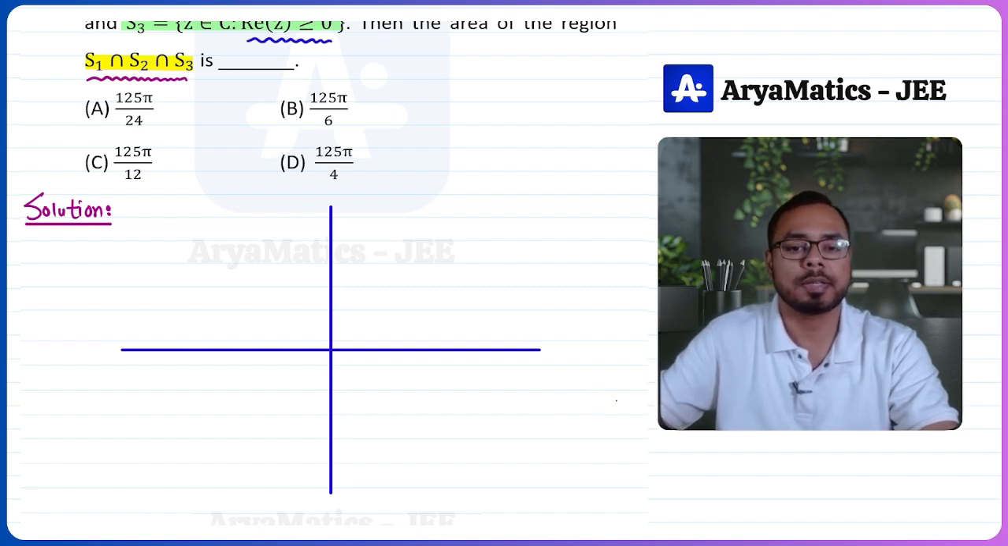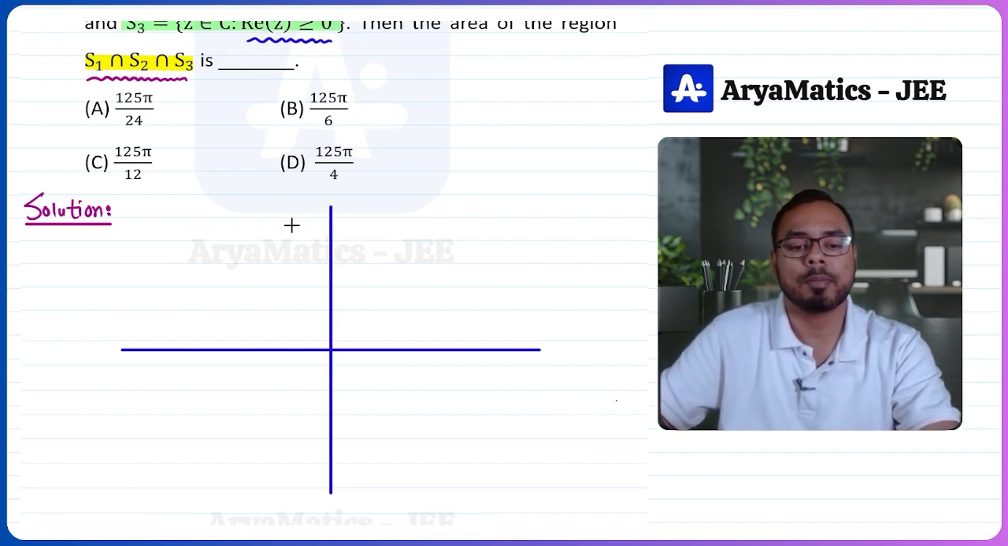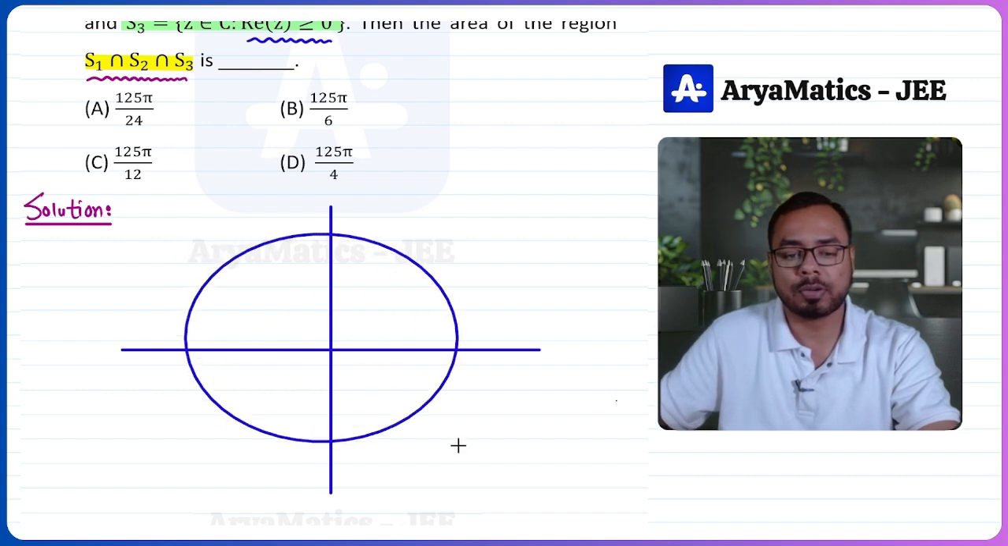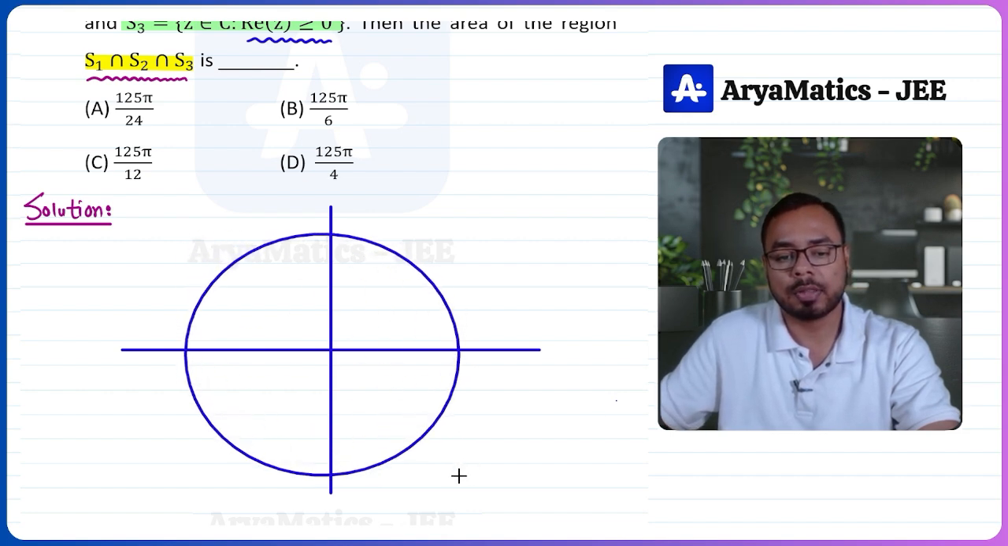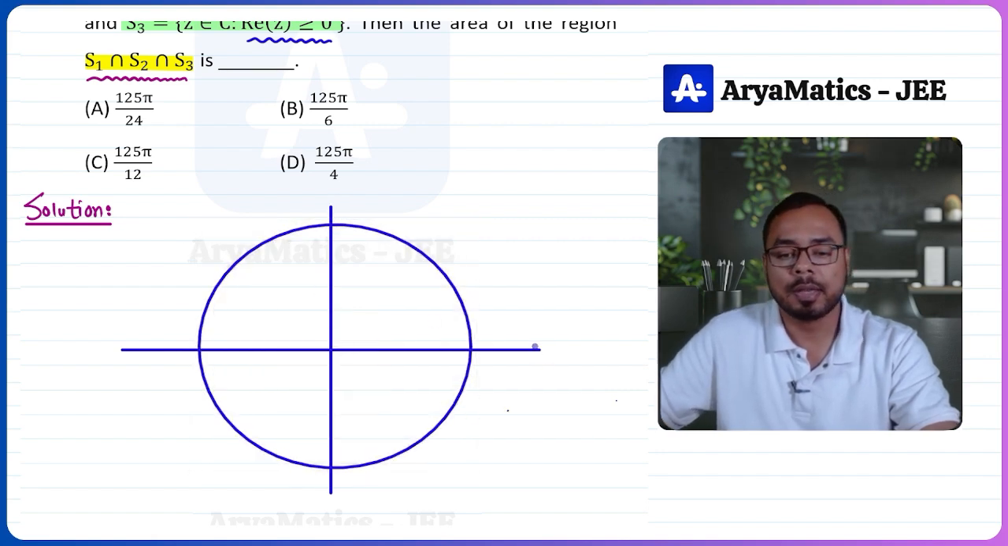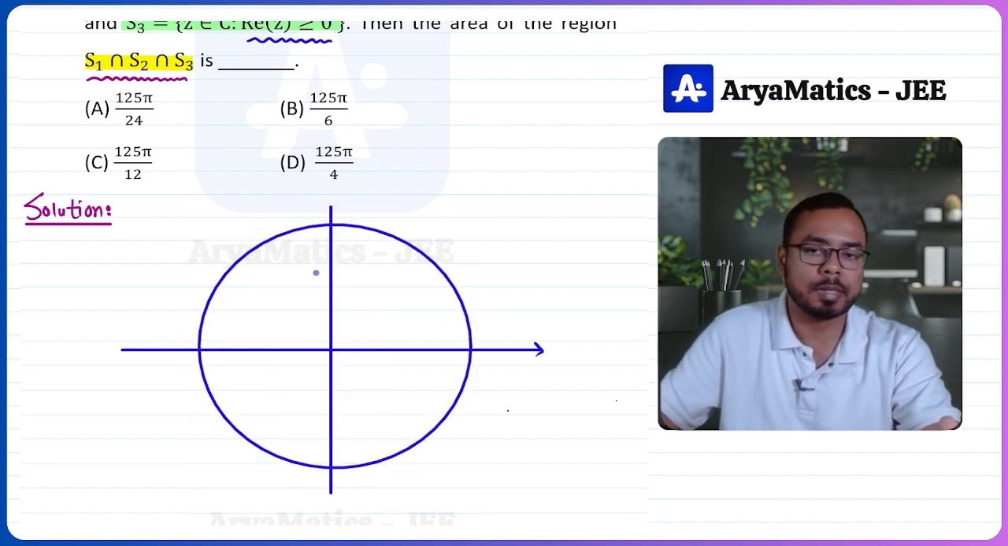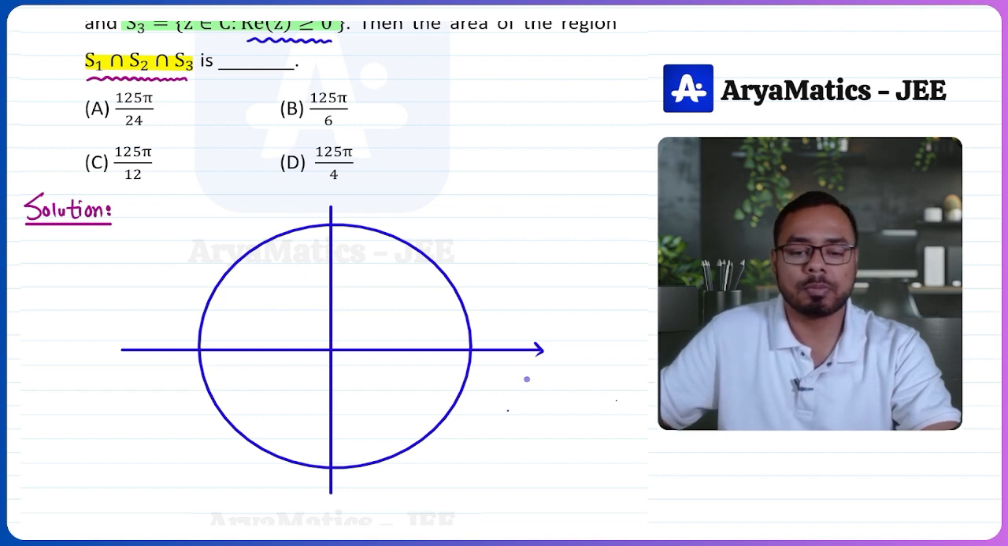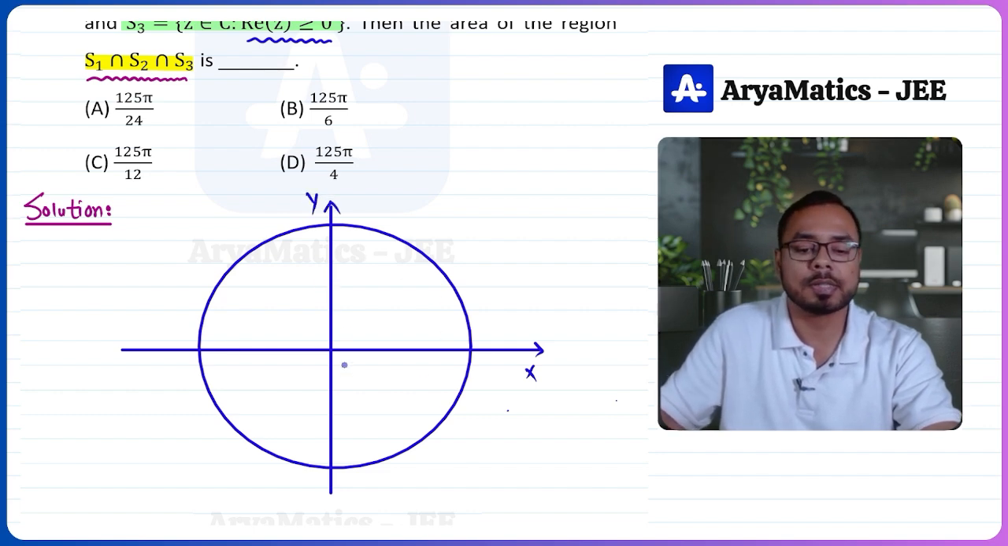So the first locus is fairly straightforward. Mod z equals to 5 means points on the circle, less than 5 means points inside the circle. So the first inequality will represent all the points which are either inside the circle or on the circle, center at origin, radius 5 unit.